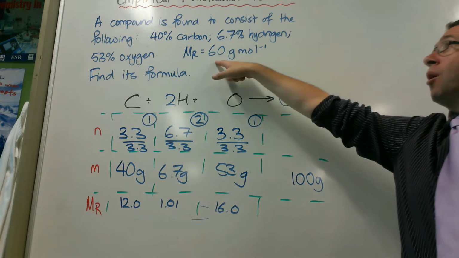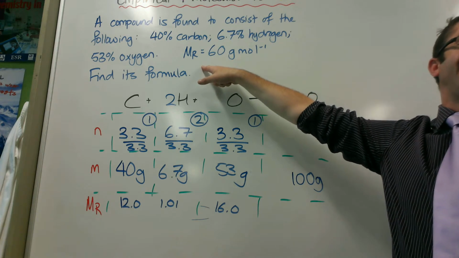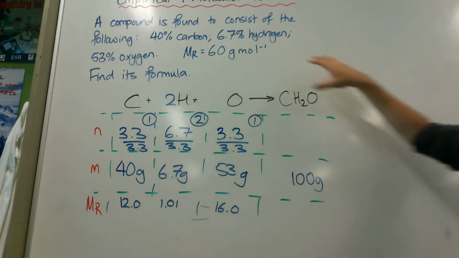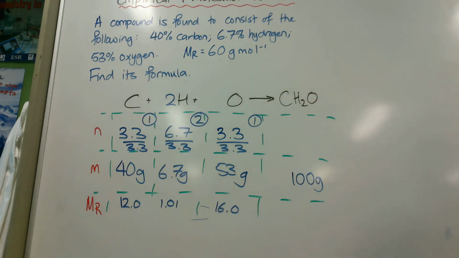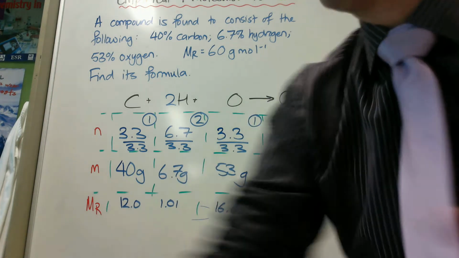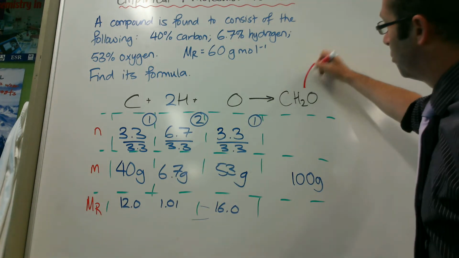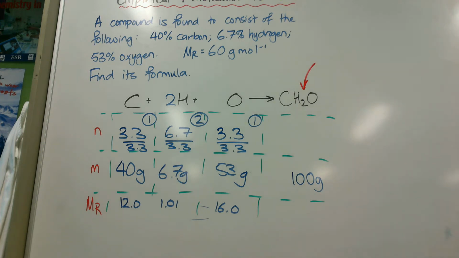But it said to me the molar mass was 60. So what do I have to do to my entire equation to make it add up to 60, not add up to 30? Fantastic. So what we have here, and I'm going to draw on this because I'll photograph it in a moment, is a thing called the empirical formula. The empirical formula is the simplest ratio of the elements.